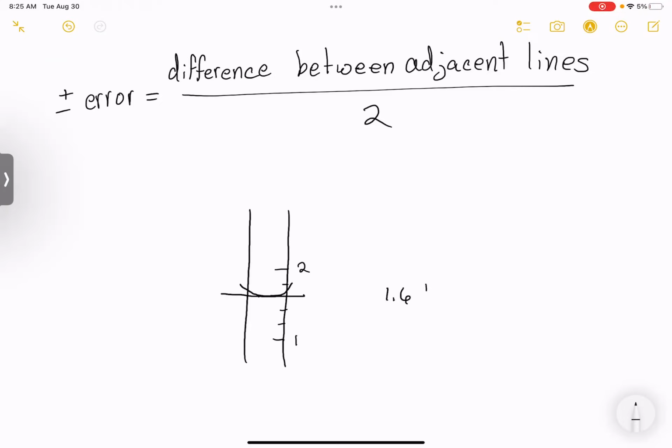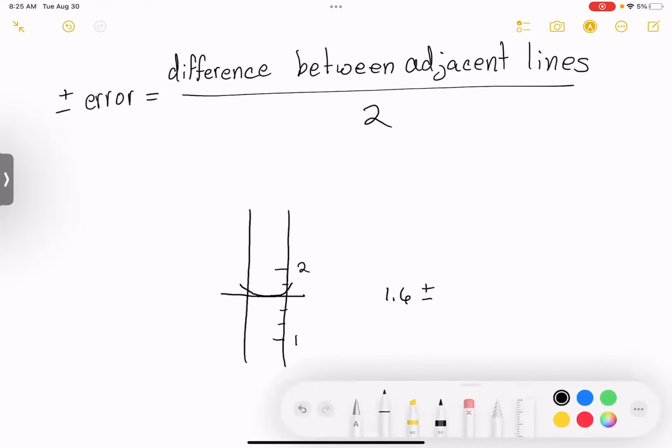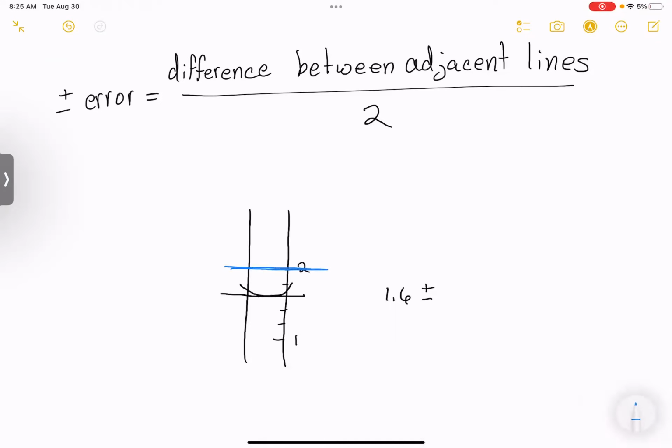And now I need to figure out the error. So I'm going to look at 2 adjacent lines. The difference between those 2 adjacent lines is 0.2. To get the error, you're going to take that 0.2 and divide by 2. So your error comes out to be 0.1.